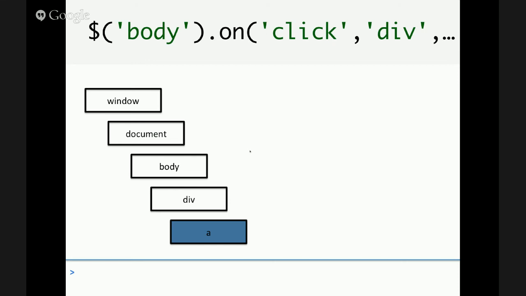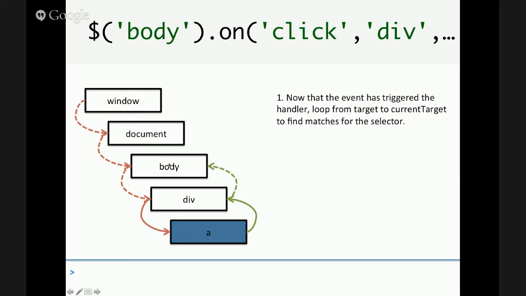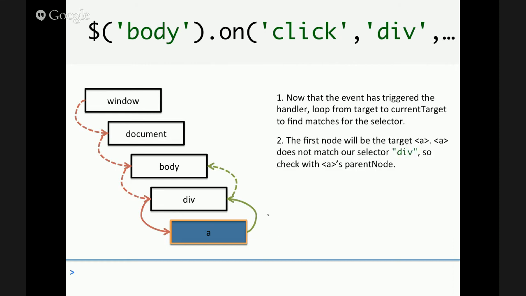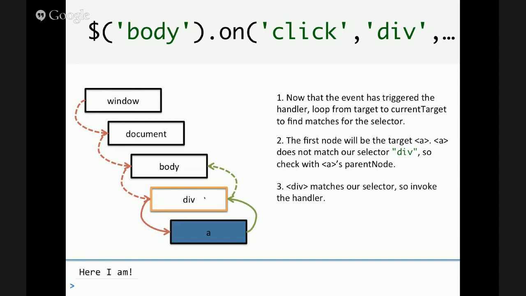So let's talk about what this looks like. Someone clicked on an anchor, and it's going to eventually work its way to the body. The body's event handler is going to be dispatched. Then it's going to look at the anchor and see if that matches the selector. It doesn't match a div, so it's going to check the parent and see if that matches the selector. If it does, it's going to invoke the event handler. And then it'll get to the body and check if the body matches. Once it gets to the body, it exits.